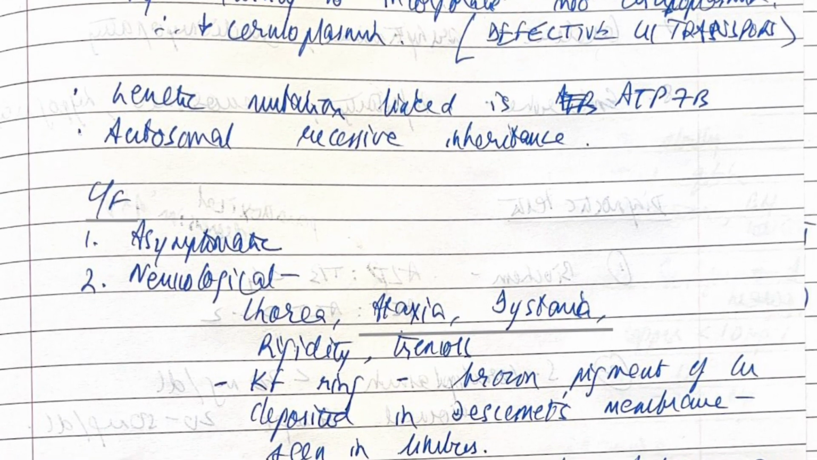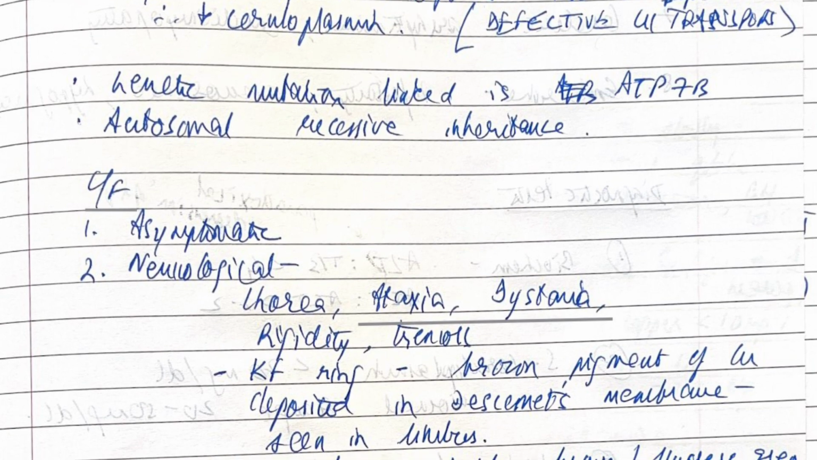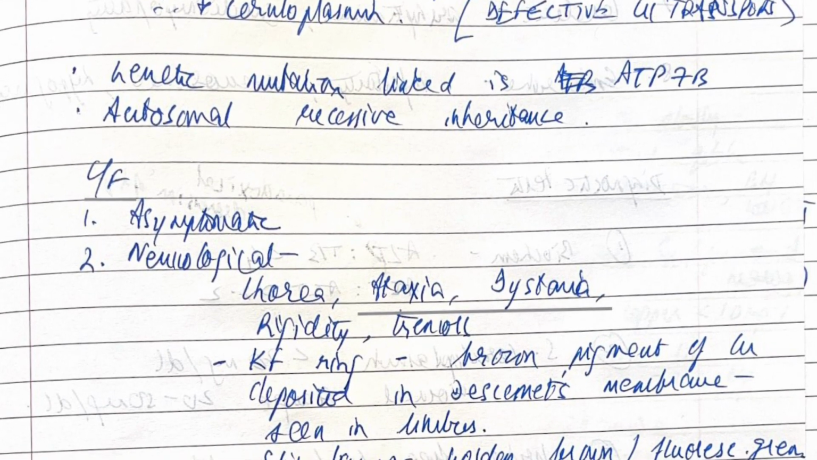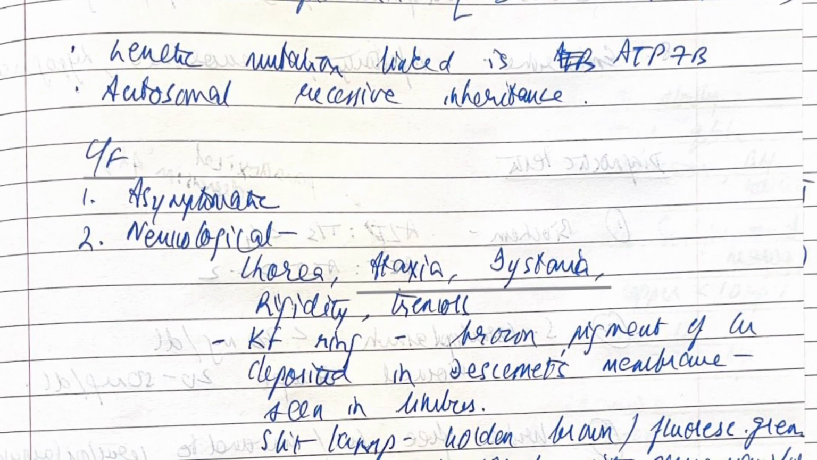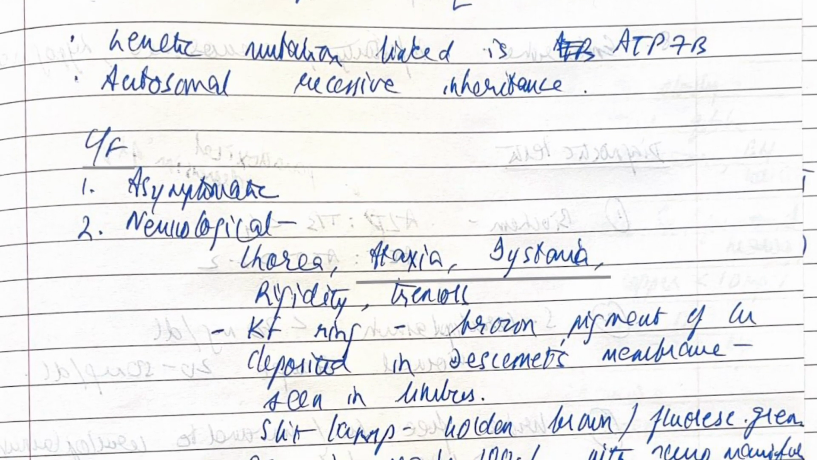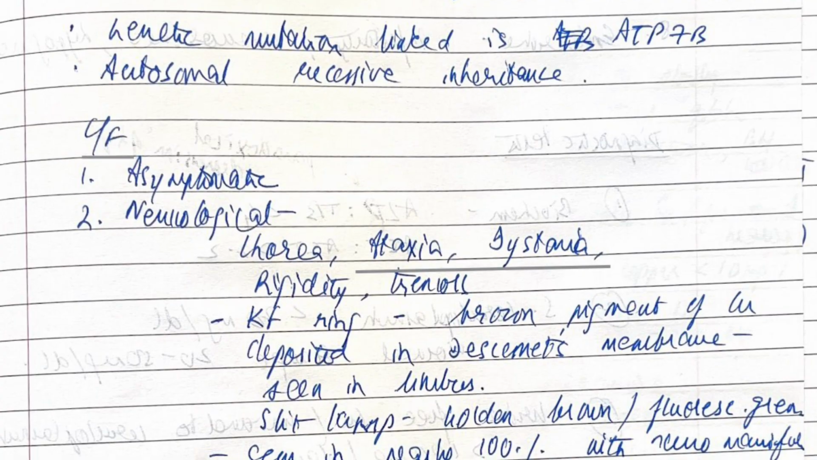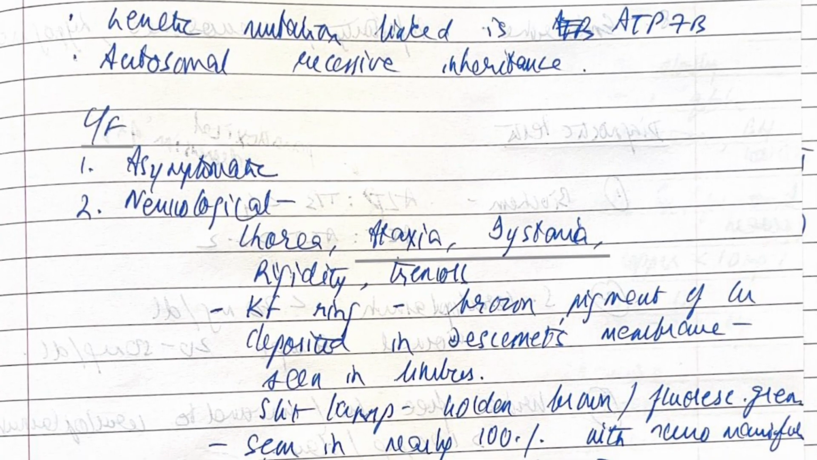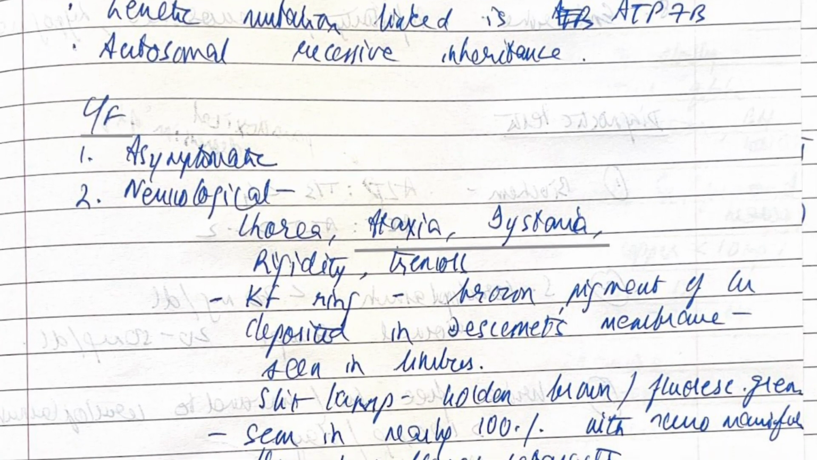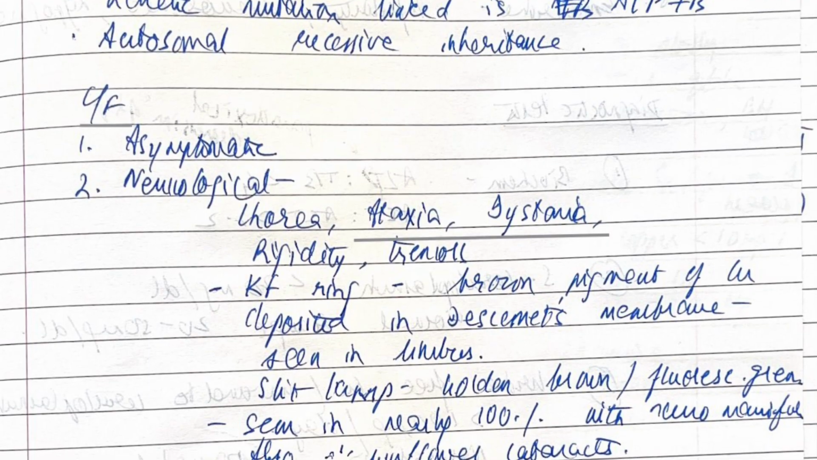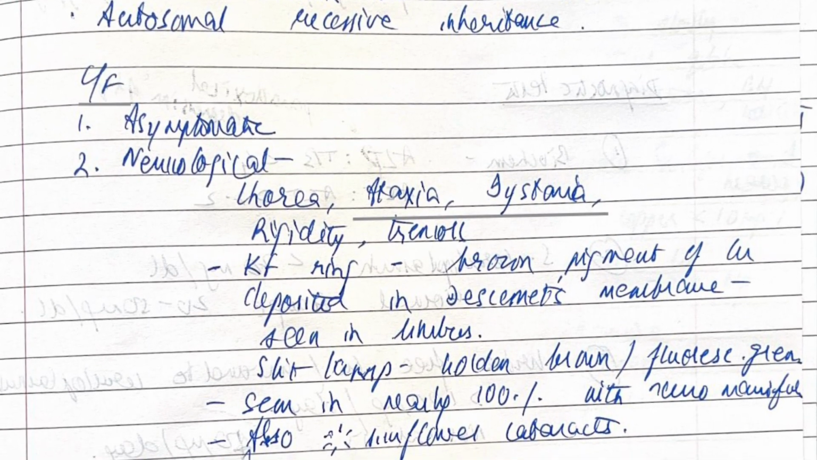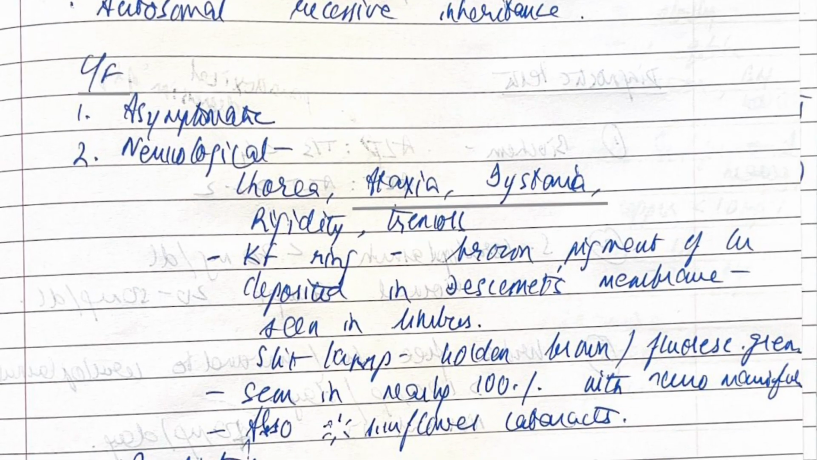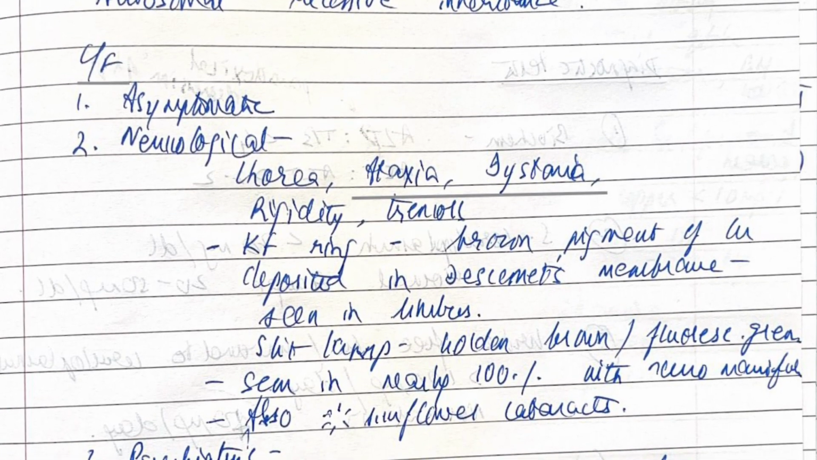So effectively, there is a defective copper transport in Wilson's disease. There's a genetic mutation which is linked to the ATP7B gene, which can actually be tested. It's autosomal recessive in inheritance. The clinical features could be asymptomatic. They could have neurological manifestations like chorea, ataxia, dystonia, dysphonia, rigidity, tremors.